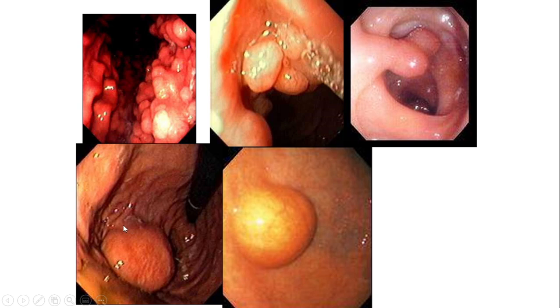Usually, lymphoma is presented as submucosal flattening or a submucosal lesion, because it originally originates from the submucosal lymphoid tissue. So it appears as flattening, not elevation. There is no projecting mass, but a thickening of the mucosal and submucosal layer.